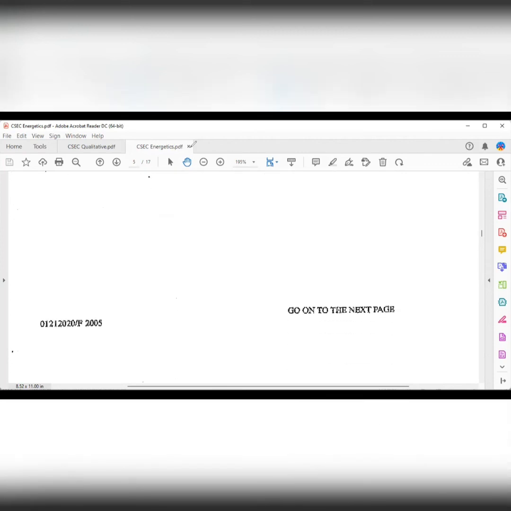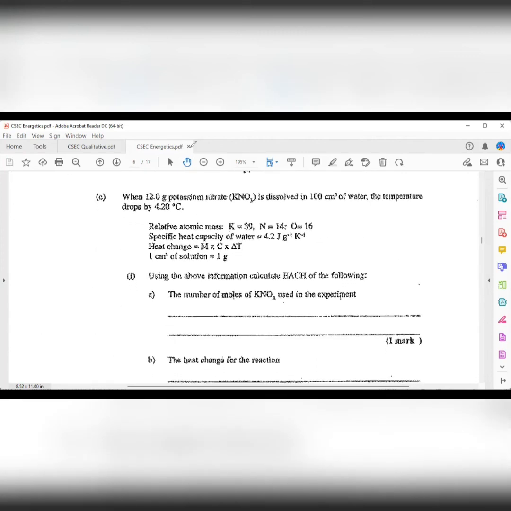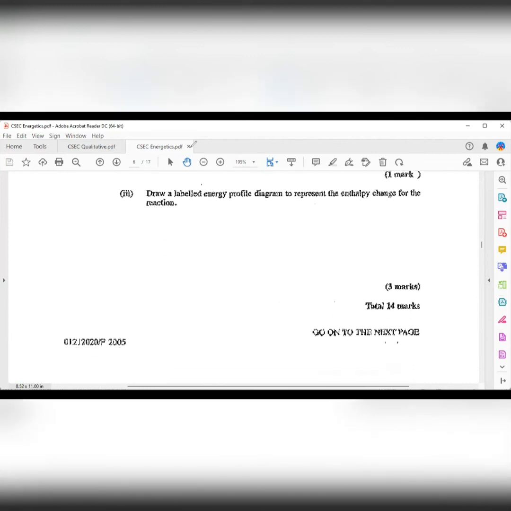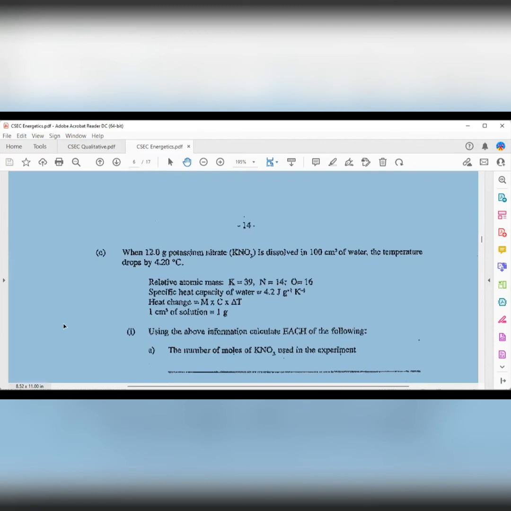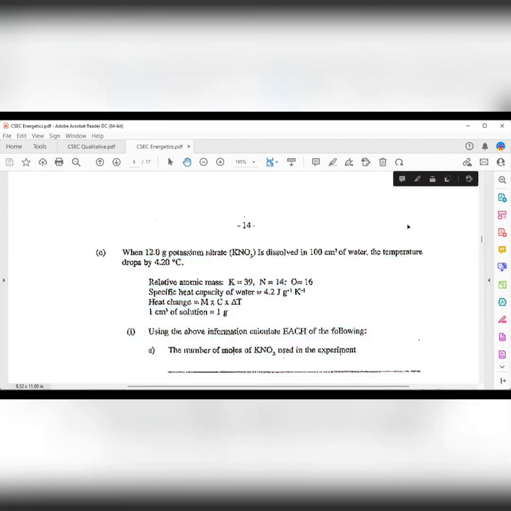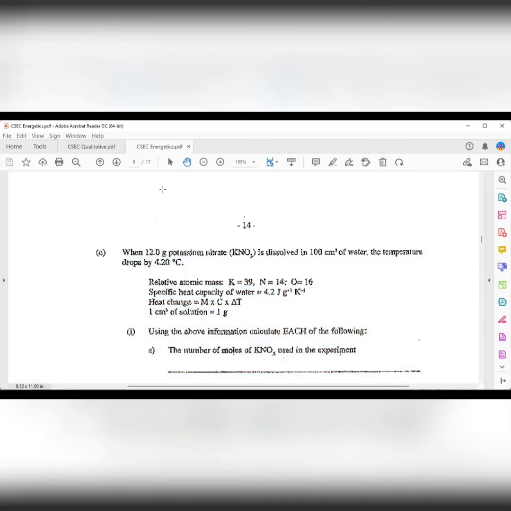They won't ask you this though. It's 2005. All right, so here's another question. This should be actual. This is 2005 again. It says when 12 grams of potassium nitrate is dissolved in 100 centimeters cubed of water, the temperature drops by 4.2 degrees Celsius. Is this endothermic or exothermic?